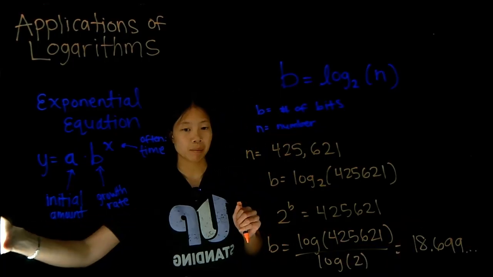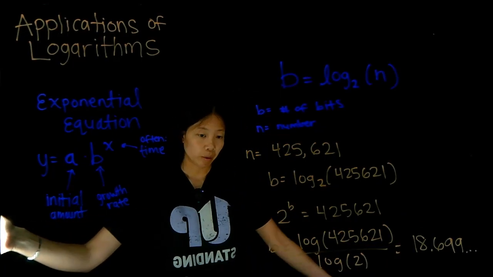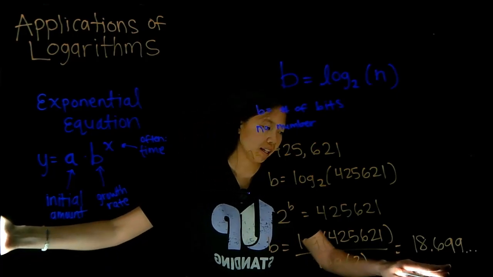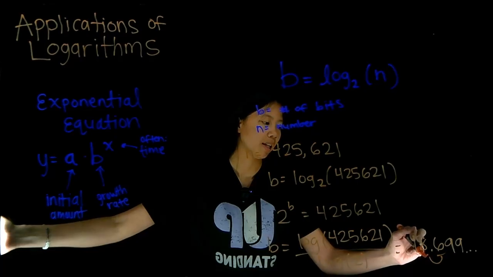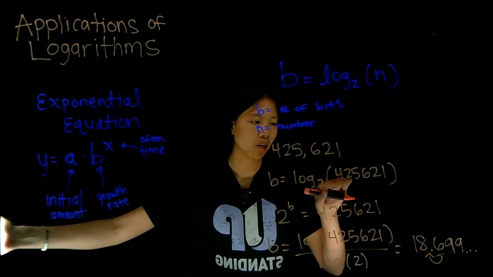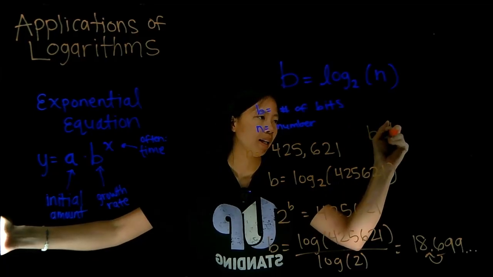18.699. I might be asked to express it as an integer. An integer just means a whole number, and so 18.699 is closer to 19 than it is to 18, so this would round up to 19. So we would say that to encode the number 425,621, that would require 19 bits.